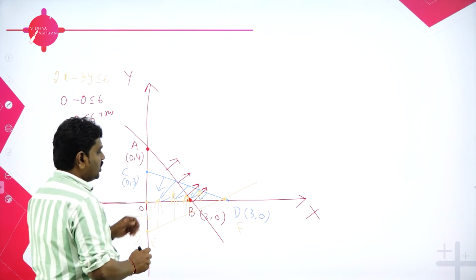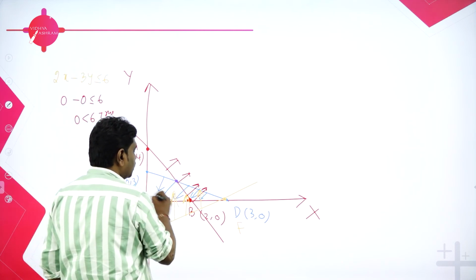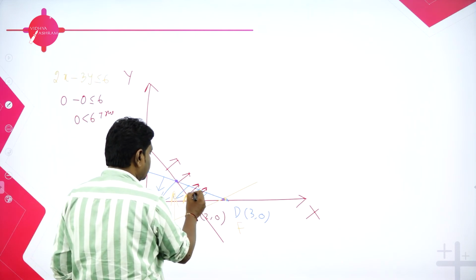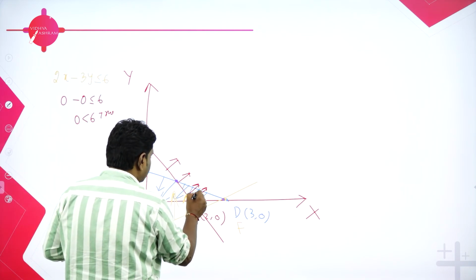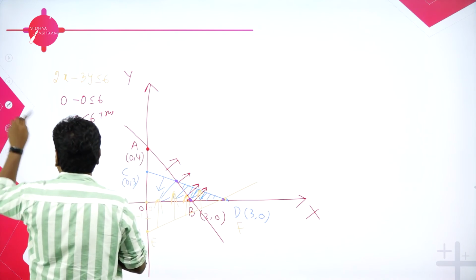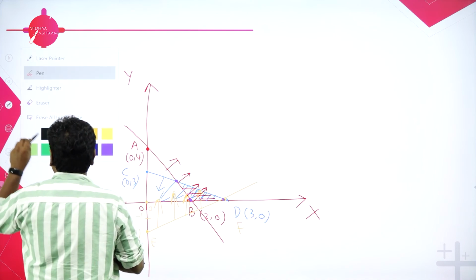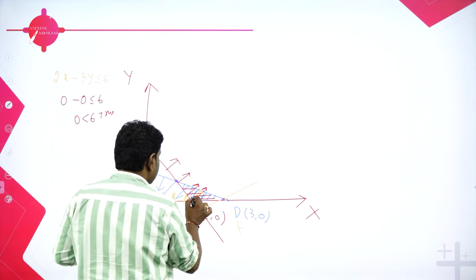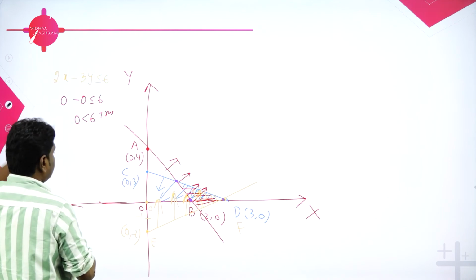You can see all the shadings will mix in this region. This point, this point, this point. This is the feasible region. Blue shading is also here. Red line shading is also here. Yellow line shading also comes. So wherever it is common, retain it. Wherever it is uncommon, erase it.